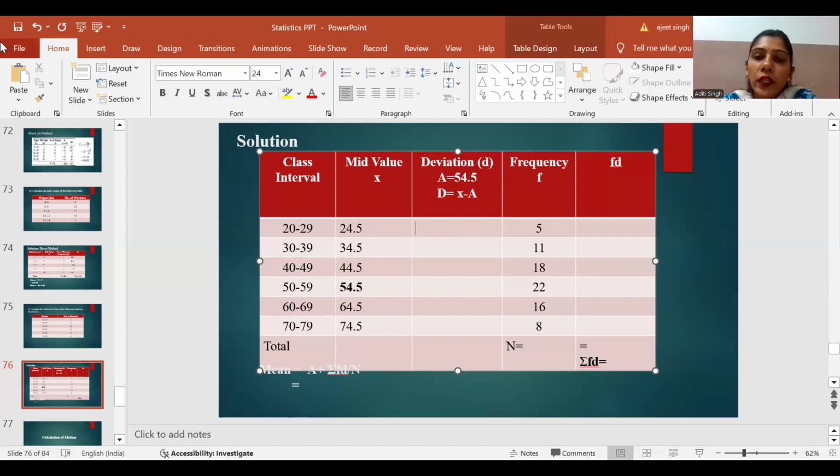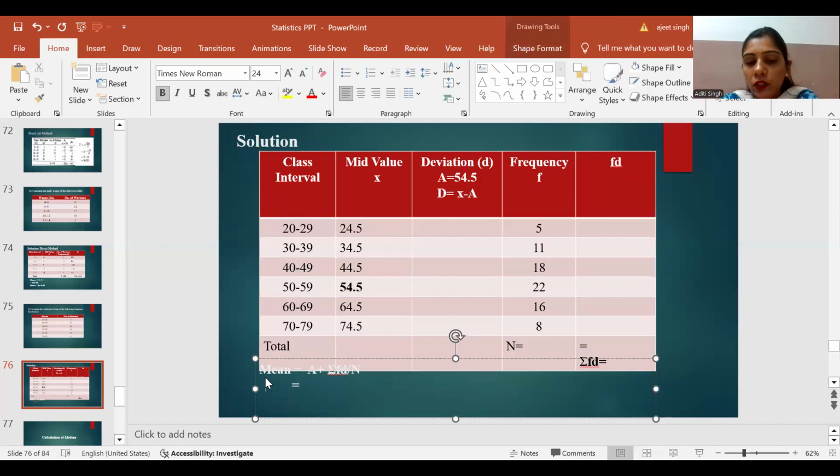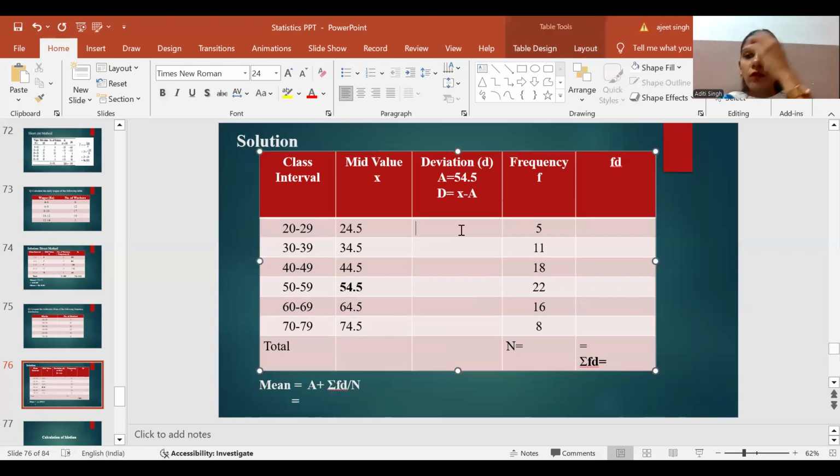It is very important to show your negative and positive values. If you do not do so, then your answer for the mean will come out wrong. So for calculating deviation, we have to subtract the assumed mean from the value of x. So first one, let's calculate the value of d now.